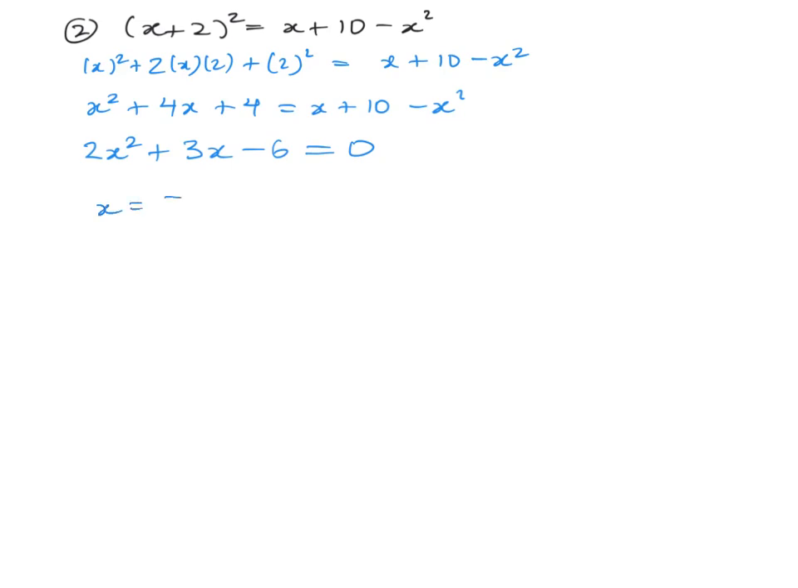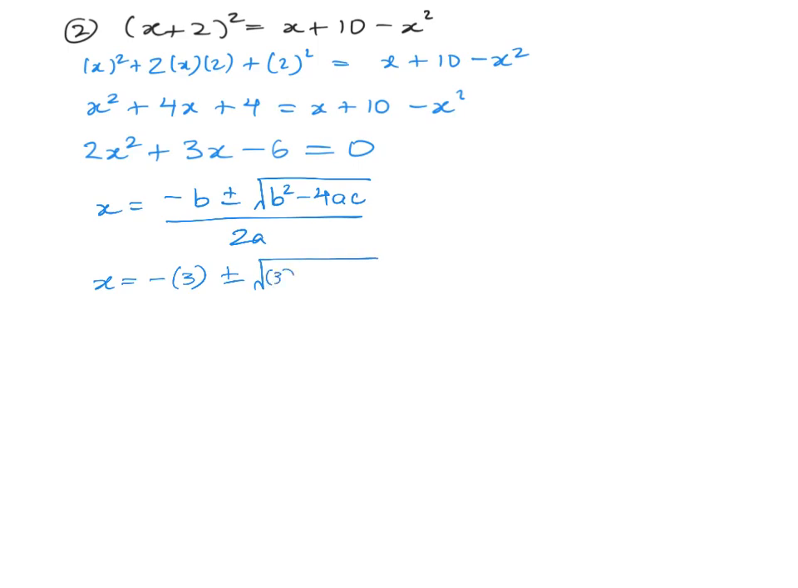x equals negative b plus or minus the square root of b squared minus 4ac all over 2a. And now I plug the numbers in. x equals negative, well, b was 3, so negative 3 plus or minus the square root of 3 quantity squared minus 4. a is 2, c is negative 6. And then extend that square root symbol so it covers it all over 2 times 2.